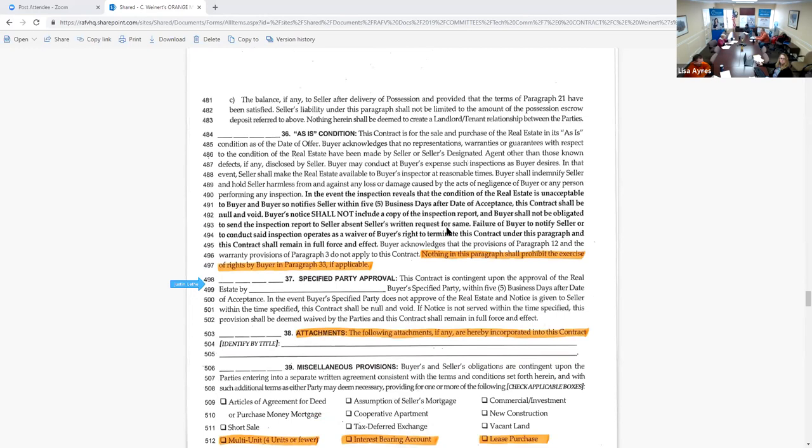I'm going to move now to page 12, as is condition. Line 496 and 497 indicate that nothing in this paragraph shall prohibit the exercise of the rights of buyer in paragraph 33, if applicable. Now, paragraph 33 is the well and septic inspection. So the seller would still have the obligation to provide a well and septic report to the buyer. We wanted to clarify that because some sellers were saying it's as is, I don't have to do it.